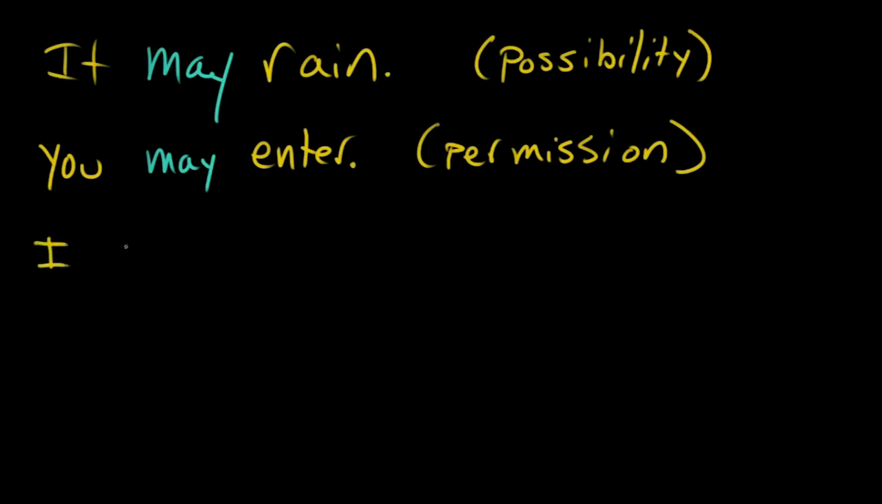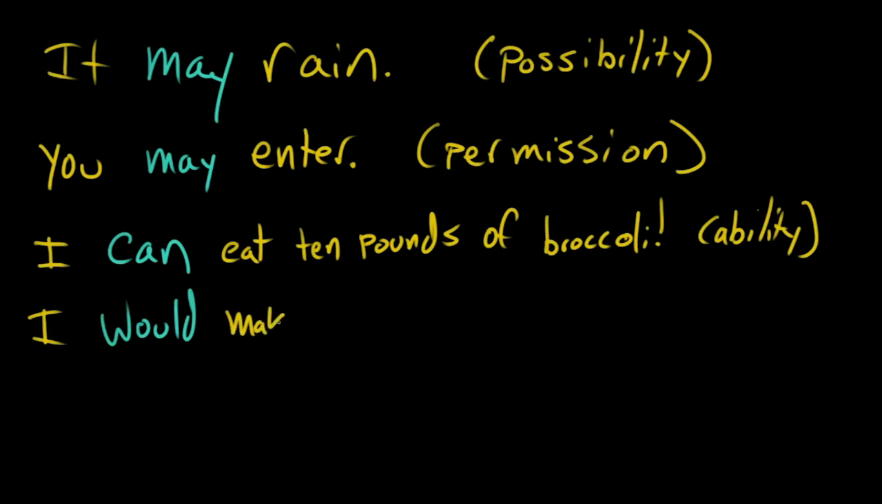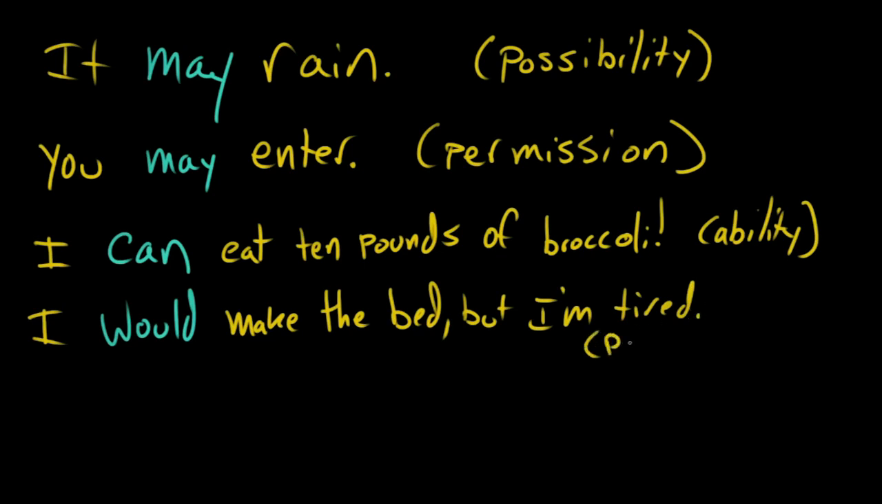You can use a word like can to express ability. You could say, I can eat 10 pounds of broccoli, and that's expressing your ability to do a thing. We also use modal verbs like this to talk about conditions or stuff that isn't going to happen or maybe could happen. And so, for example, in this sentence, we would say, I would make the bed, but I'm tired. Because the possibility exists, however remote, that the bed would be made by me, but I don't feel like it. So I'm using would to offer an excuse. I'm saying this could possibly happen, this would happen, except for this one other problem, which is that I'm sleepy.